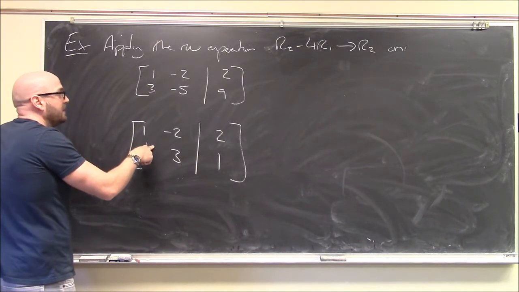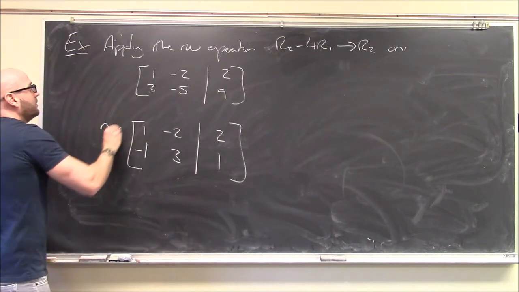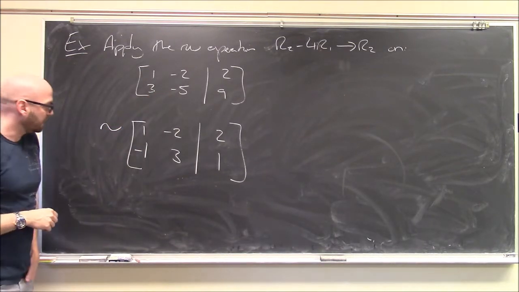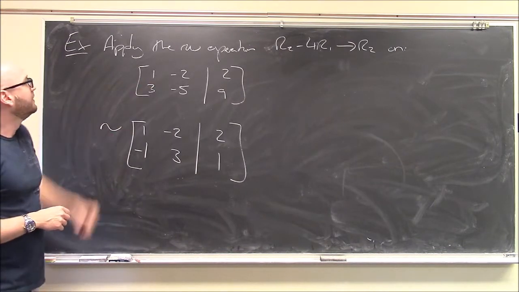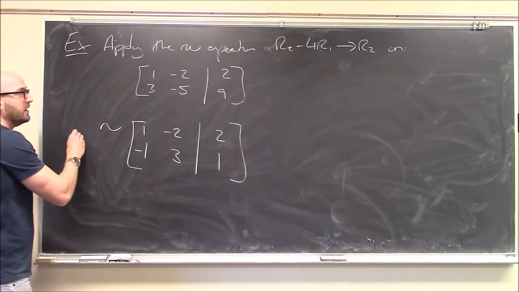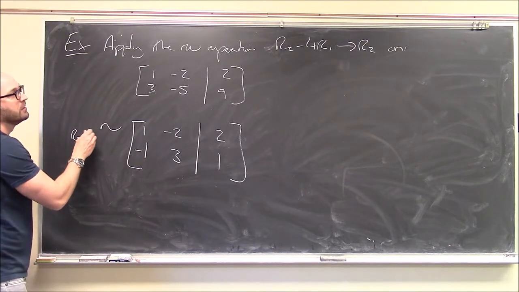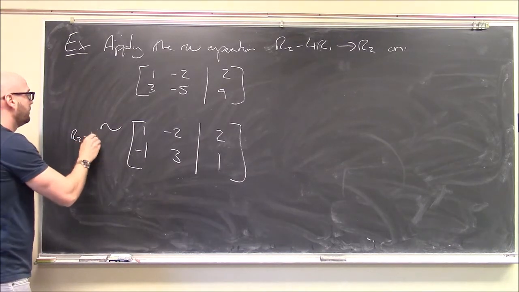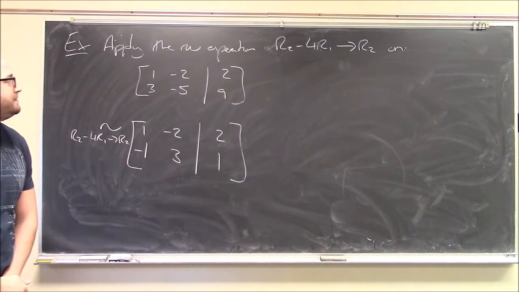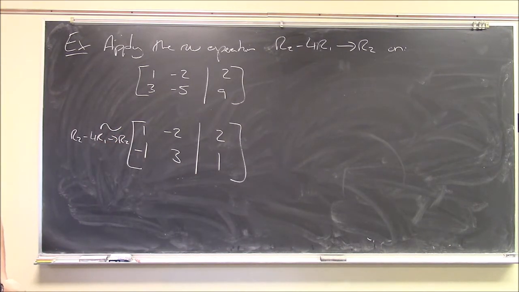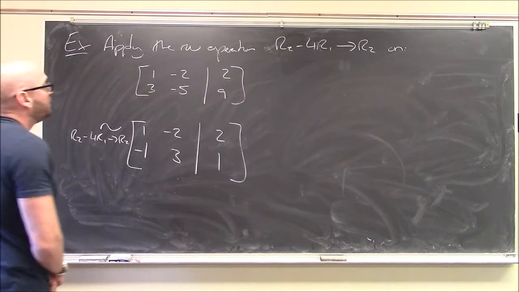this augmented matrix here is row equivalent to this one, so I'm going to say it's row equivalent using just this little squiggly tilde to indicate this is row equivalent to this. And why don't we write down the operation we did to keep track of things. R2 minus 4 times R1 replaces R2. So there's an example of a row operation.